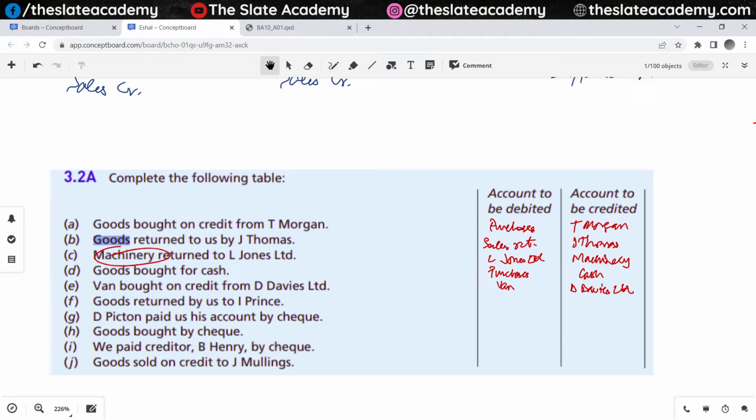Okay, for all these transactions, always think, is it a sales return or a purchase return? So goods returned by us, is it purchase return or sales return? Purchase return. So purchase return would mean liability would reduce, and liability reduced, the liability account would be debited, and the other account, which would be purchase return, that one would be credited.